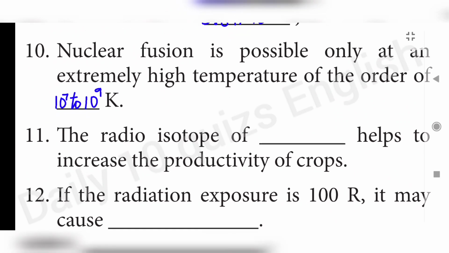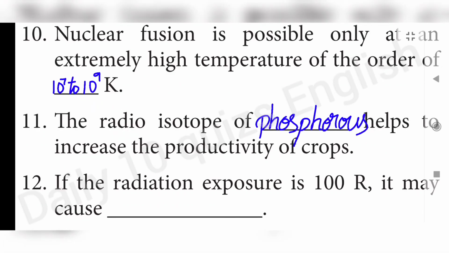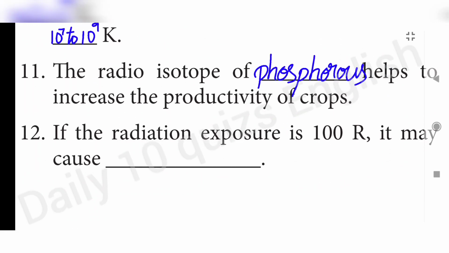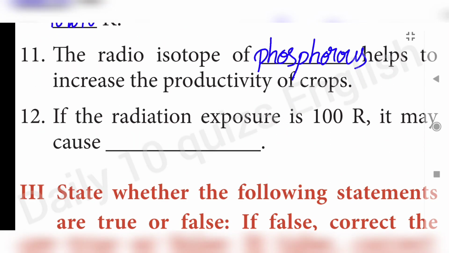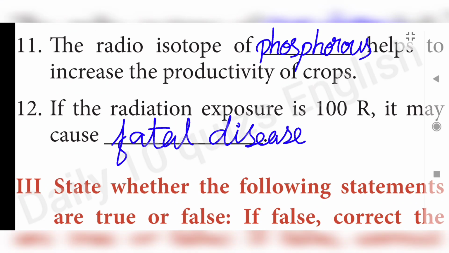11th one. The radioisotope of dash helps to increase the productivity of crops. Answer: the radioisotope of phosphorus helps to increase the productivity of crops. So the answer is phosphorus. 12th one, if the radiation exposure is 100 R, it may cause dash. Answer, if the radiation exposure is 100 R, it may cause fatal disease.